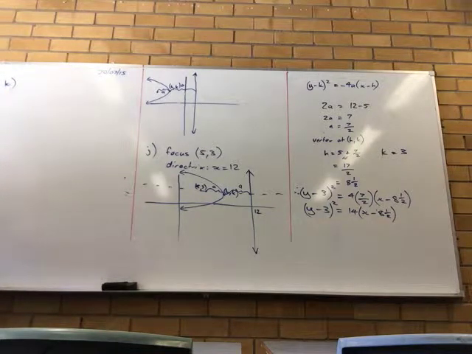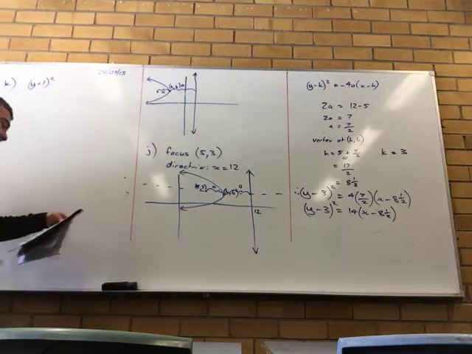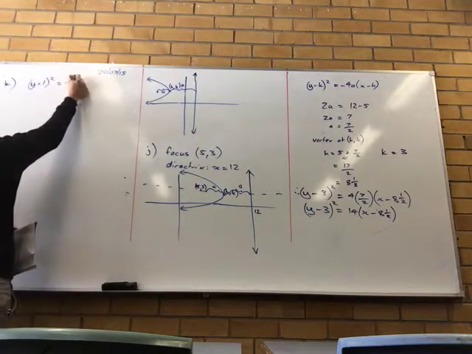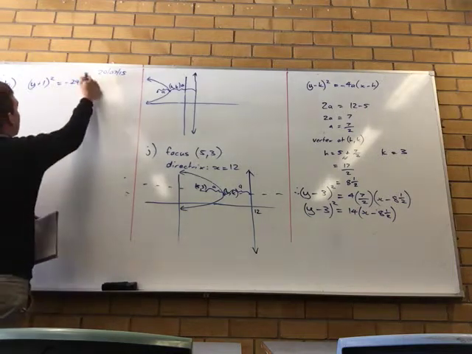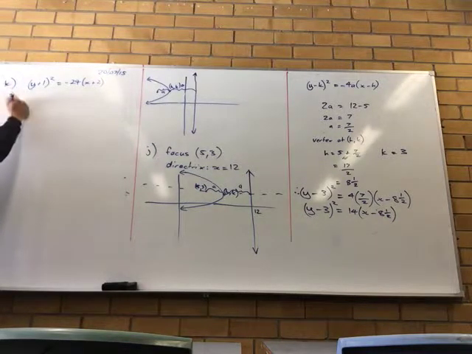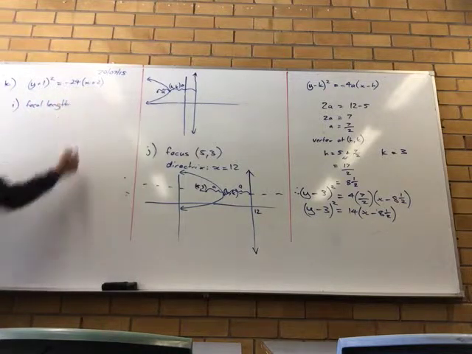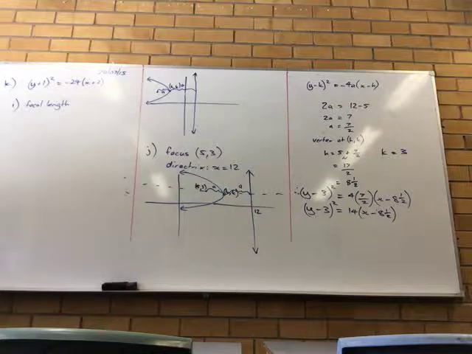Right, okay. For the parabola, (y plus 1) all squared equals negative 24 (x plus 2). Okay, so they're giving you the equation now, and you're sort of going backwards from this, alright? So they're asking you for a few things. Alright, so part i, we asked for the focal length. So what variable gives us the focal length?